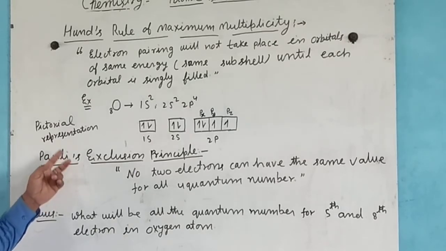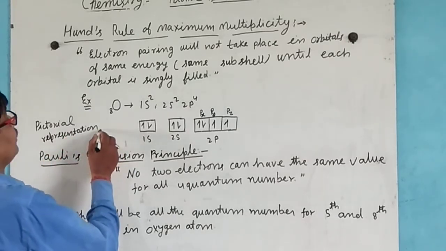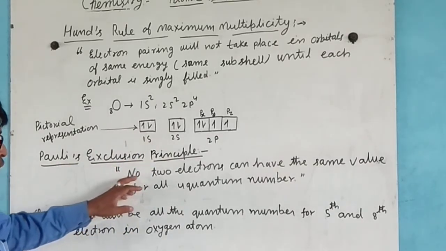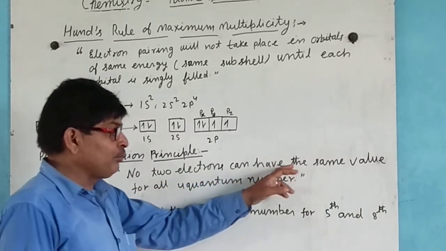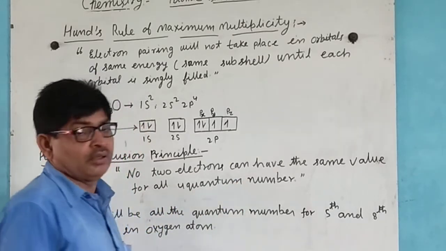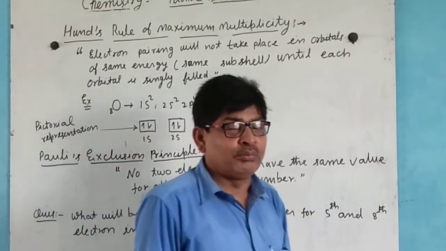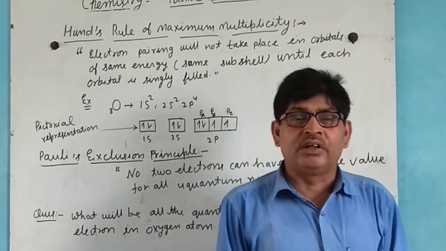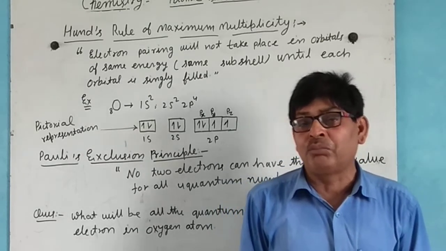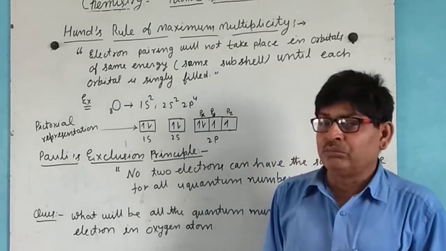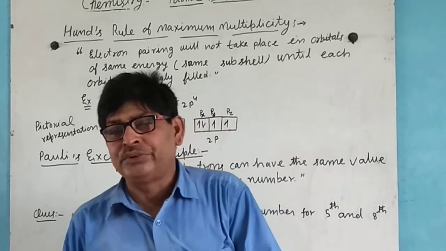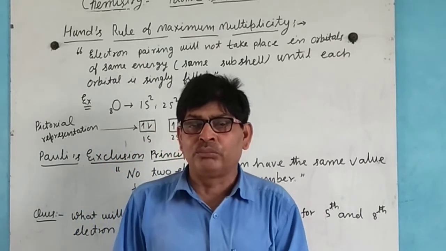Next is the Pauli exclusion principle. This is the pictorial representation of the Pauli exclusion principle. No 2 electrons can have the same value for all 4 quantum numbers. With the help of quantum numbers, every electron in an atom is identified. It means that no 2 electrons have the same set of 4 quantum numbers.